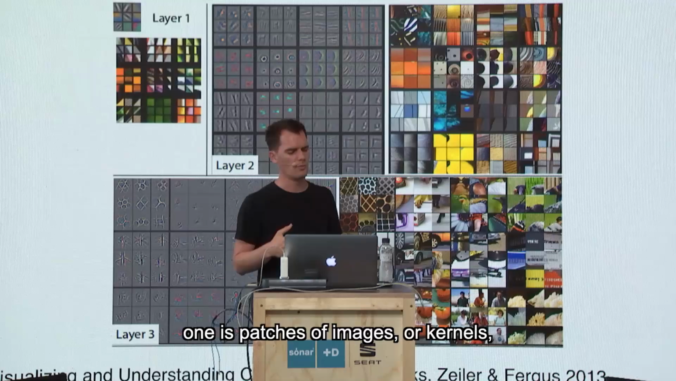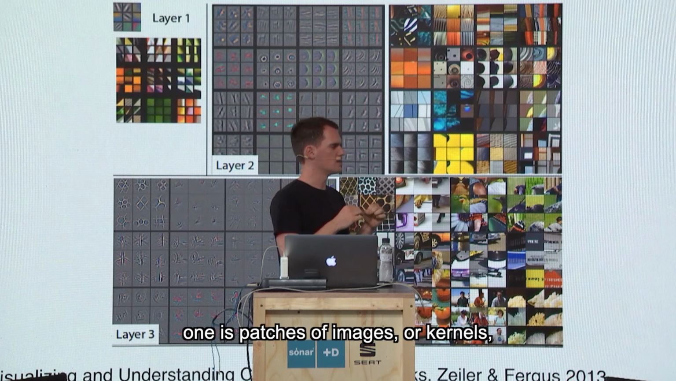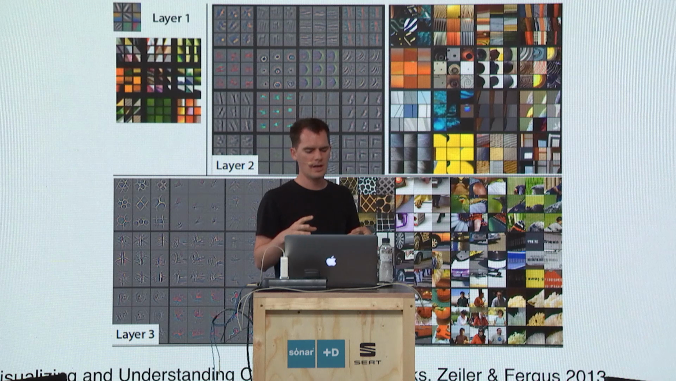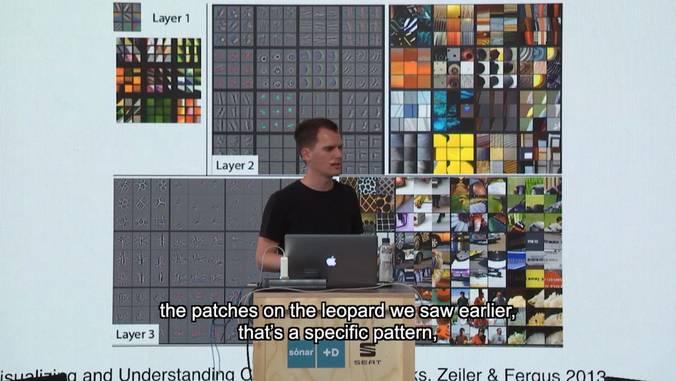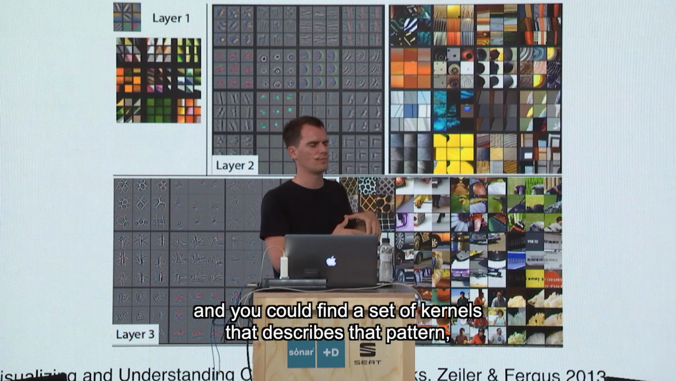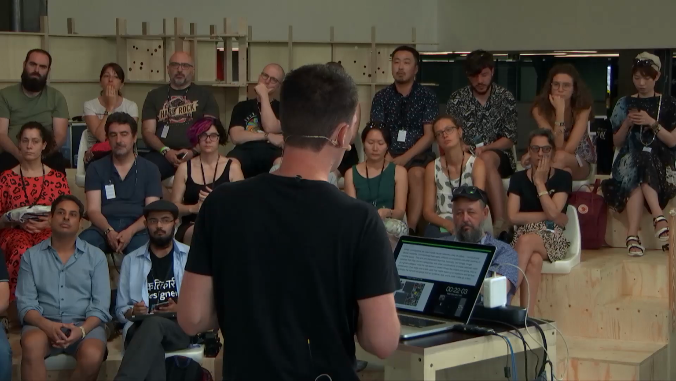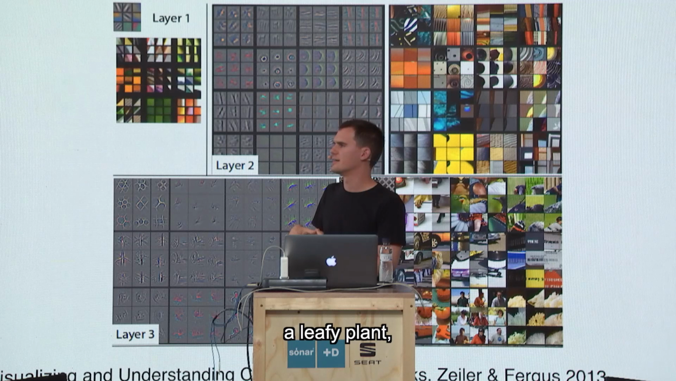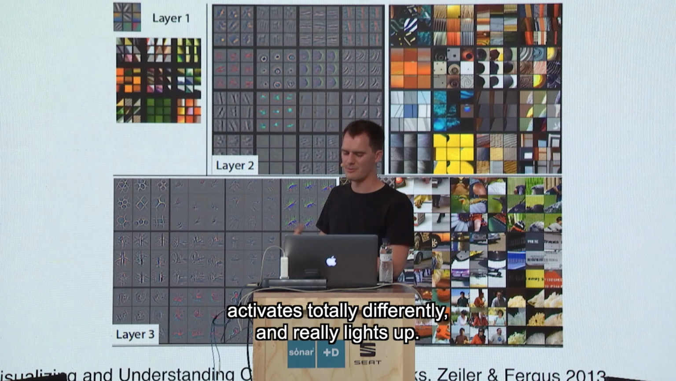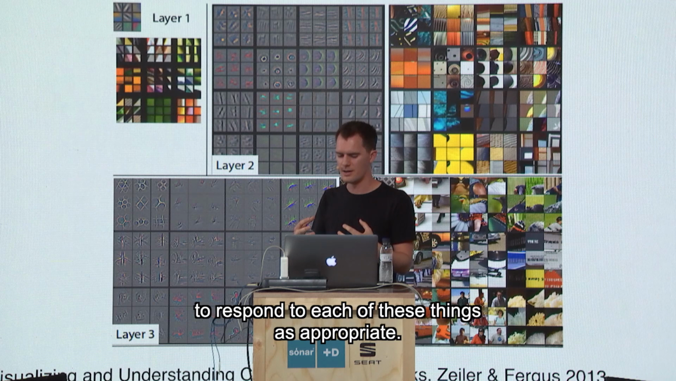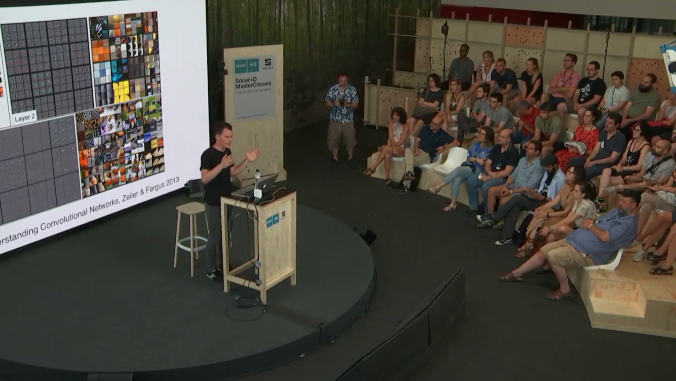In some sense, these convolutional nets are learning two things at the same time. One is patches of images, or kernels, that help discern the difference between categories. Something like the patches on the leopard we saw earlier, that's a specific pattern. And you could find a set of kernels that describes that pattern, and they get really high output when they are across that pattern. And then another set of kernels that, when it sees a leafy plant, activates totally differently, and it really lights up. So the neural nets are optimizing themselves to respond to each of these things as appropriate.